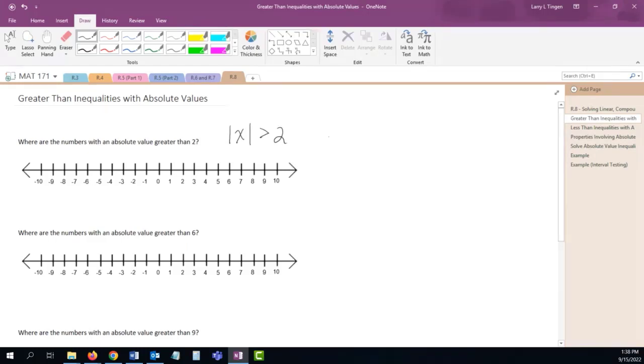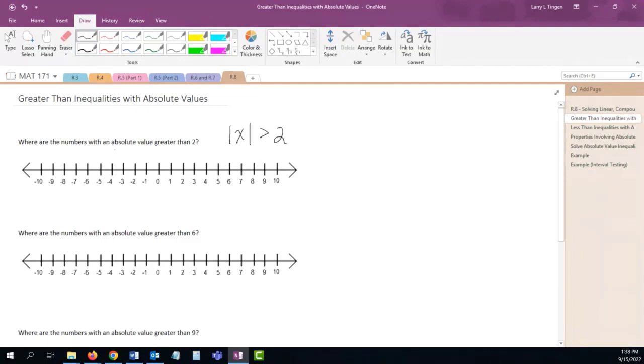All the numbers with an absolute value greater than 2. Absolute value is distance, right? Because the absolute value of 3 is 3. The absolute value of negative 3 is 3. Because both of these are 3 units from 0, right? Everybody remember that stuff? Absolute values are just described as distances. How many units from 0 are you? 3 is 3 units from 0. Negative 3 is 3 units from 0.